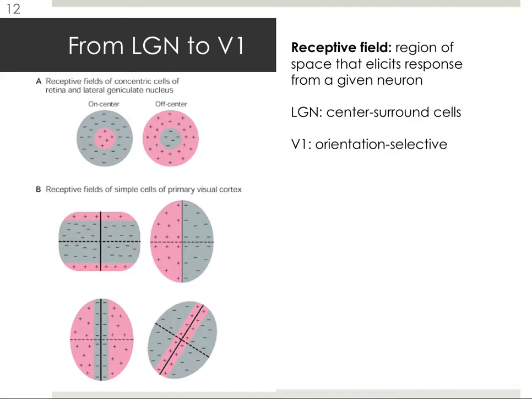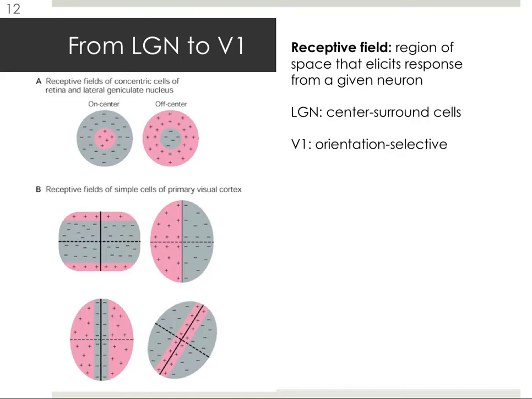And this is where we introduce the really important concept of the receptive field, which is the region of the space that elicits a response from a given neuron. So at the level of the lateral geniculate nucleus, each cell can be thought of as being sensitive to a certain point. Stimulation at a certain point, or light at a certain point, can drive that neuron in the lateral geniculate nucleus.